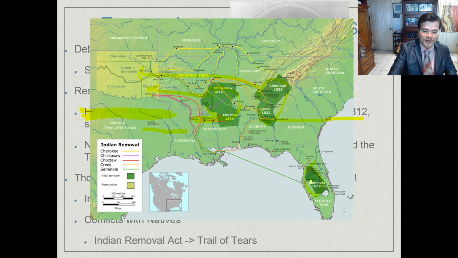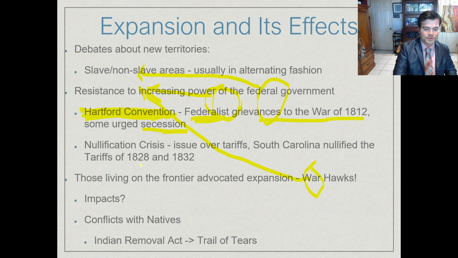The Seminoles, they kept fighting. They were hardcore, but eventually they lose, and then we send them over. Okay. Trail of Tears. Tens and tens of thousands of Native Americans are going to perish.